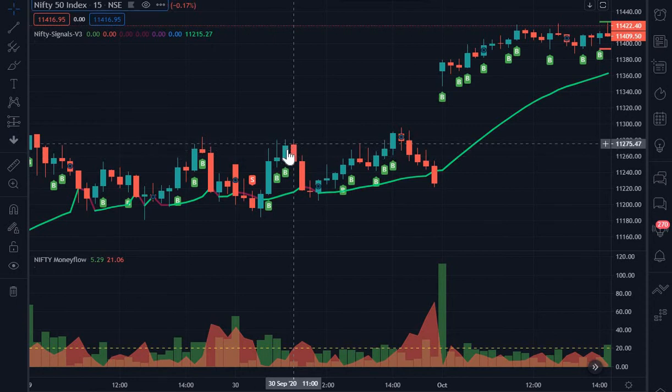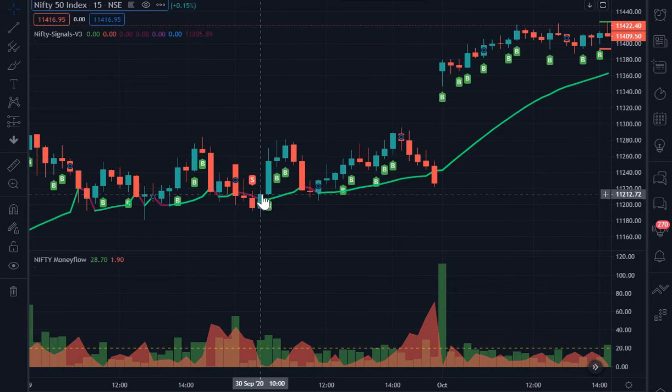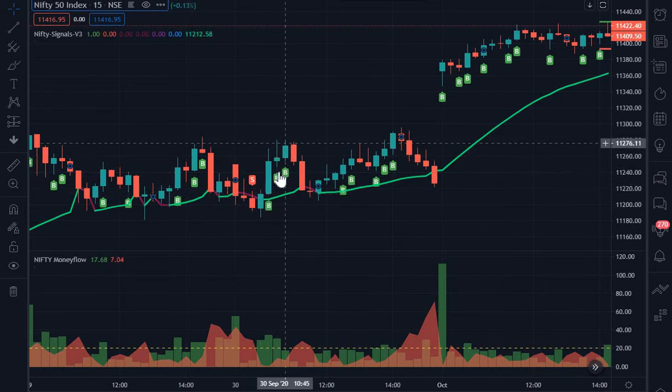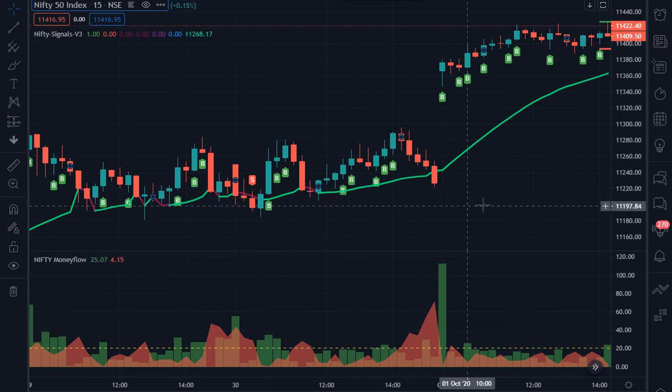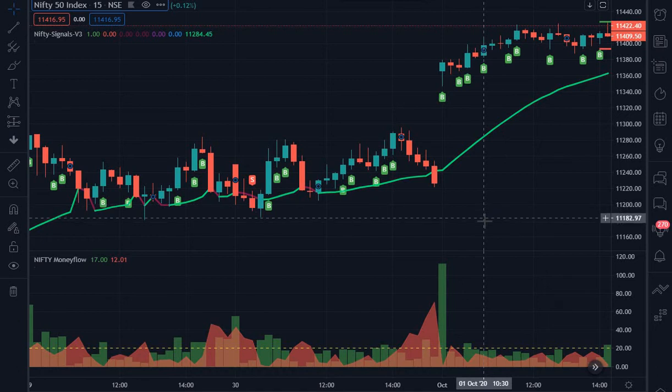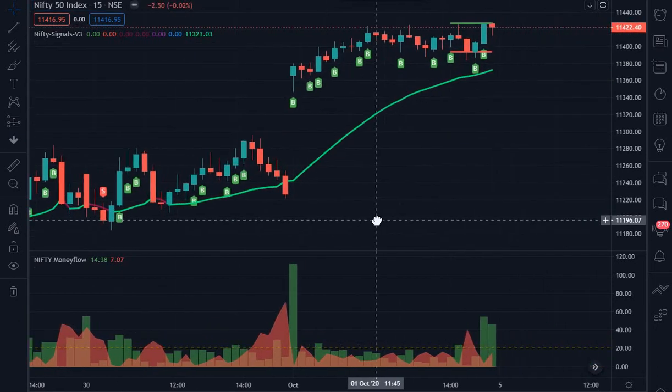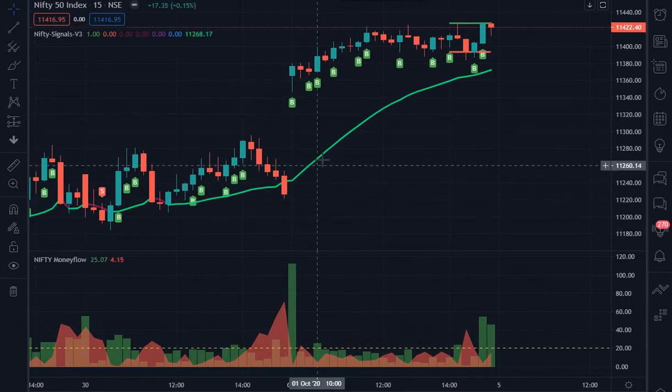Squaring off the position somewhere here. So it's a nice move, right? Almost 70-80 points, and I just hit a stop of approximately 15 points, which is pretty decent. So this is how the signal system helps in understanding the different situations and positions in the market, and accordingly you can take a call.